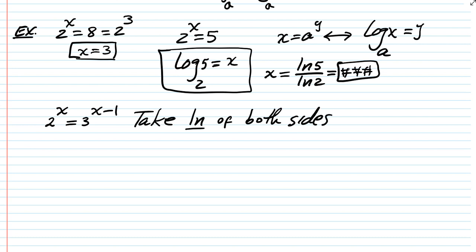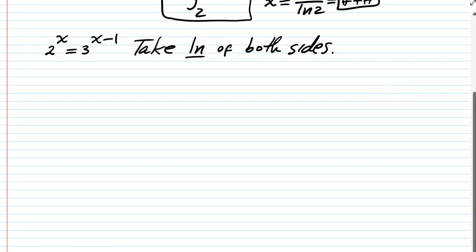We can do just about anything with equations. You can raise equations to the same power. You can take roots of both sides. You can take logs of both sides. I'm choosing to go with natural log because it looks nicer and cleaner. So when I do, here's what the left side is, right? And the right side is ln of 3 to the x minus 1.